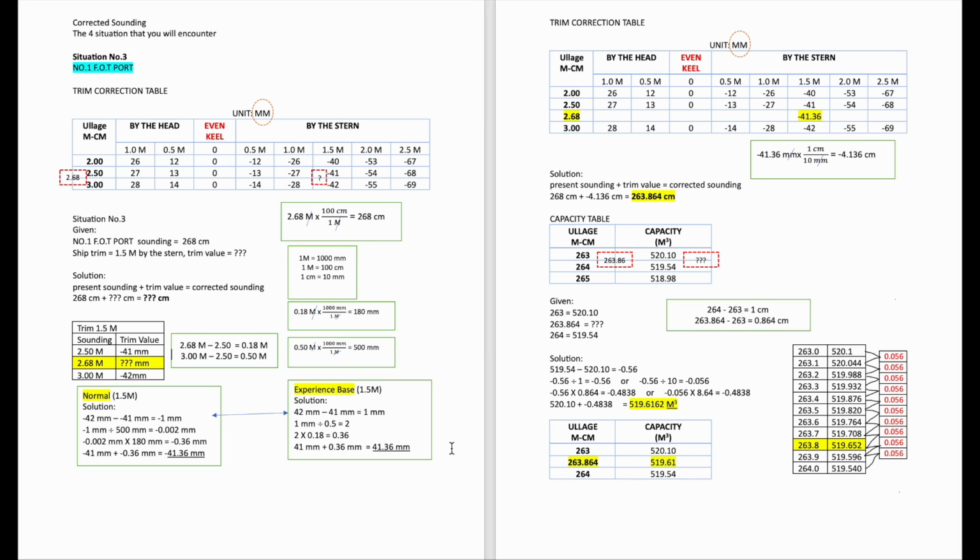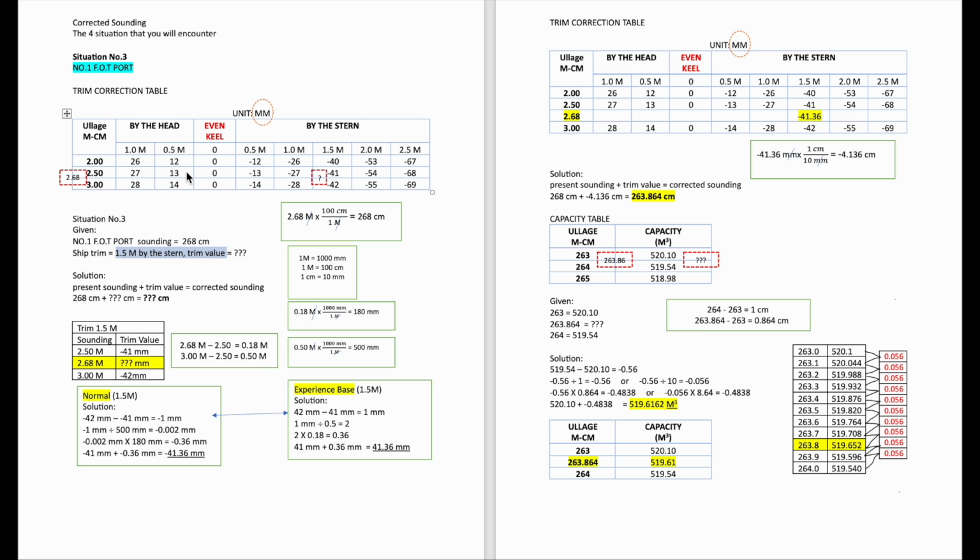And here we go again to our topic, corrected sounding, the four situations that you will encounter. So welcome to situation number 3. For today's example, it is number 1 fuel oil tank port side, and here's our trim table. In our trim correction table, the example ullage sounding is 2.68 meters and the trim is 1.5. So we are looking for the trim value of 1.5 in the sounding of 2.68.